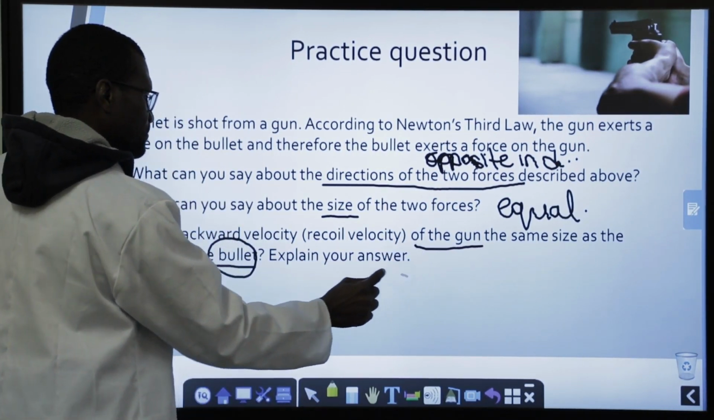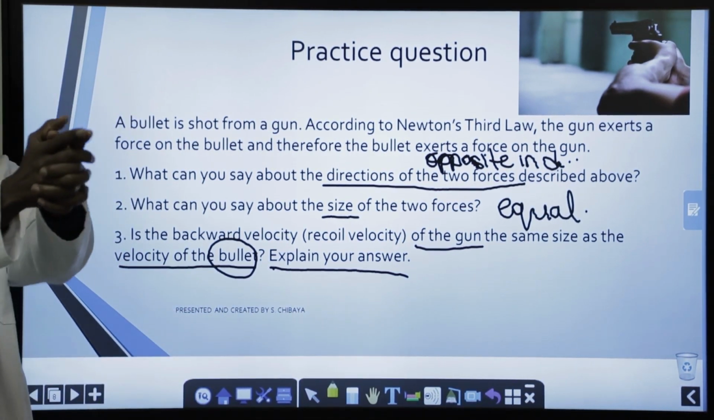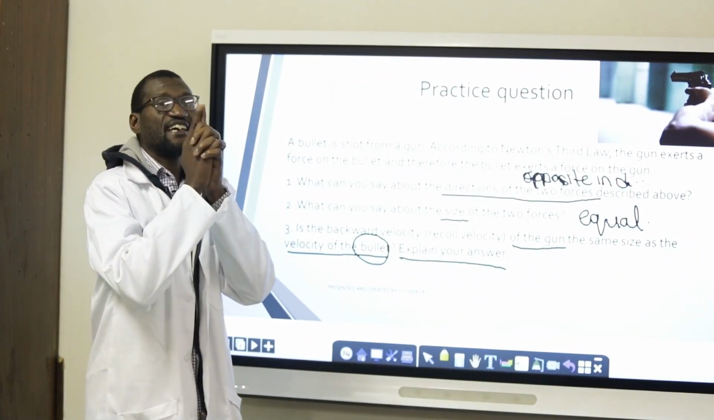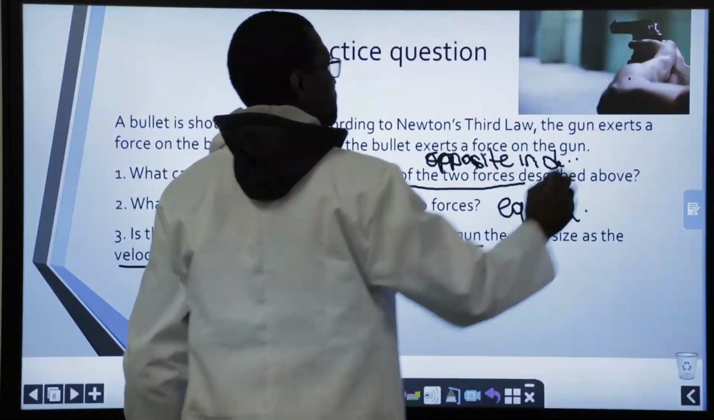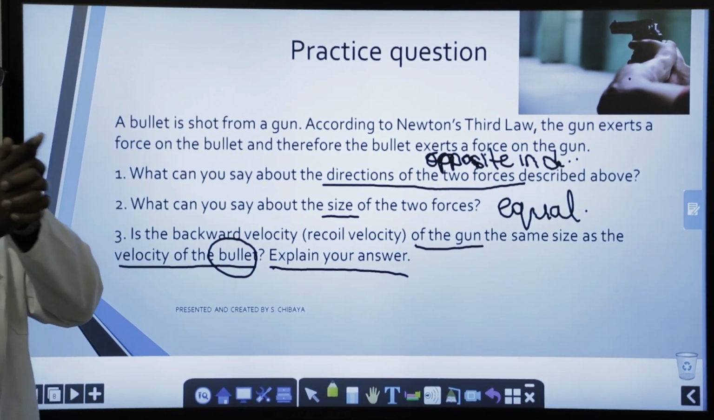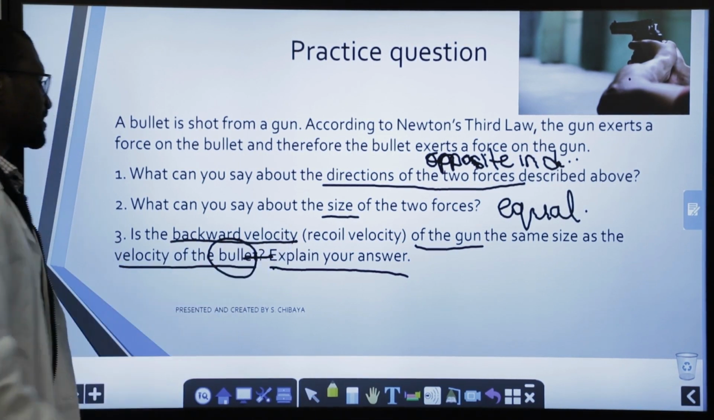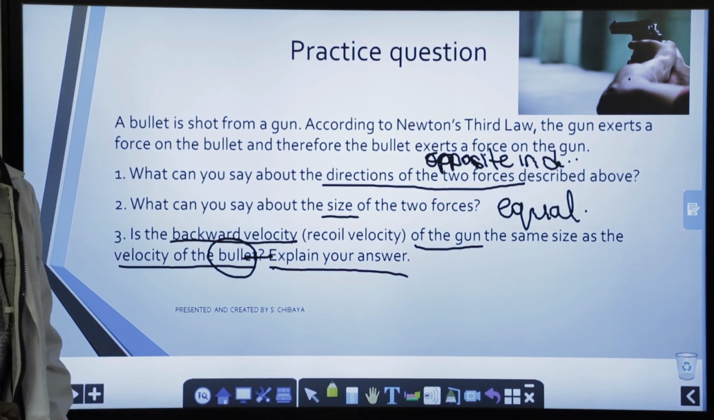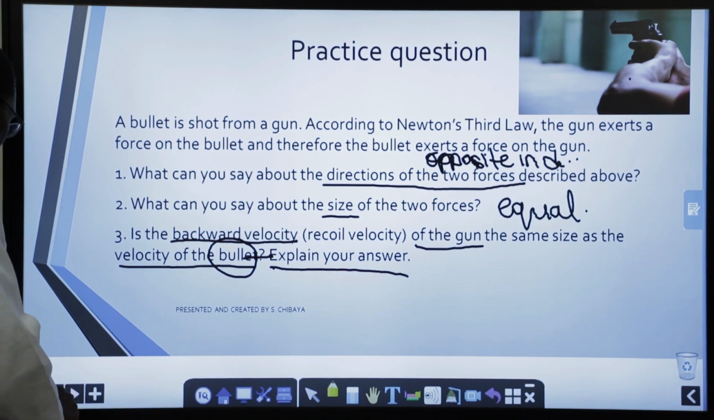The question says, explain your answer. Because the gun is heavier and the gun is being held by the hands. And the muscles, you can see the taut muscles on the man's hands there, they prevent the gun from going back. So in that way, the backward velocity of the gun is less than that of the bullet. That makes us understand Newton's third law.